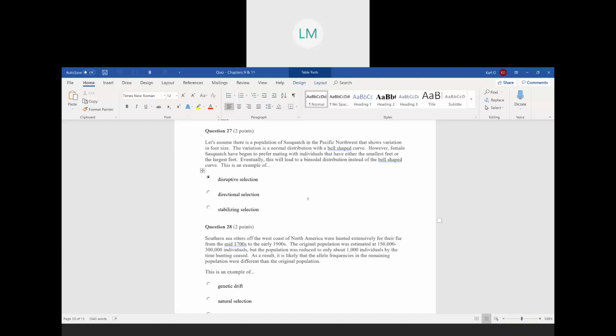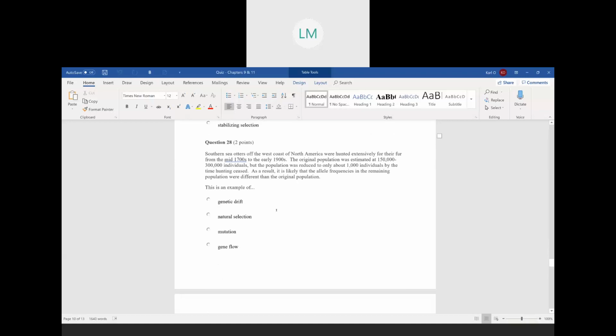If it was directional selection, all females would be preferring either the smallest, like all individuals prefer the small feet or all individuals prefer the large feet. But if they're preferring either the large or the small, that's disruptive. Stabilizing selection would be maybe females are preferring the moderate sized feet. So that bell-shaped curve is going to get more narrow.